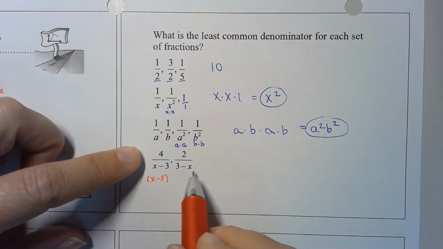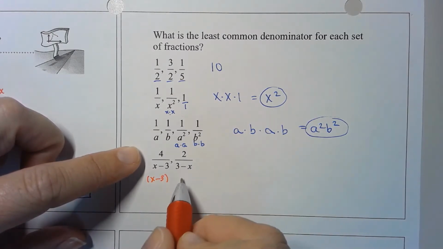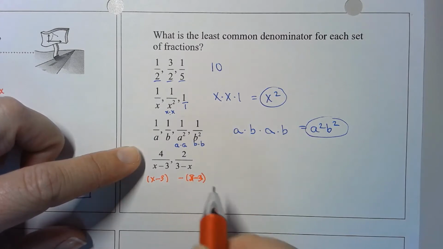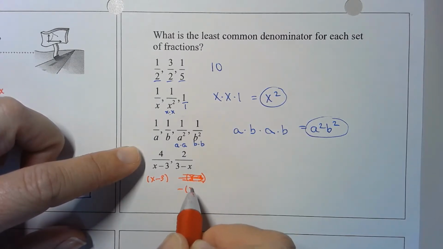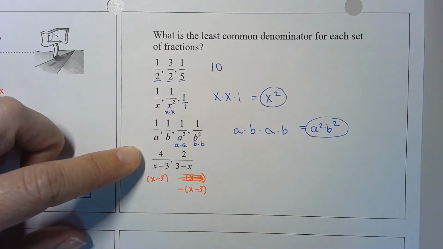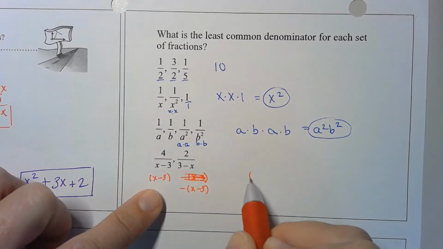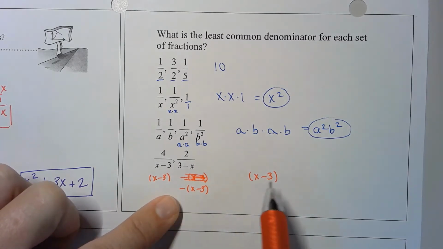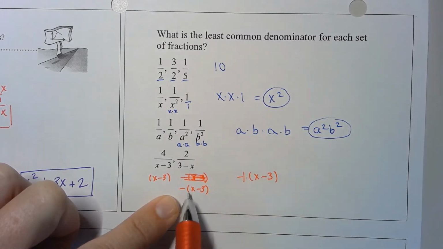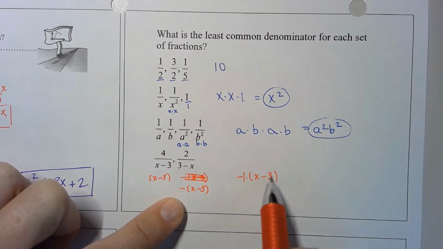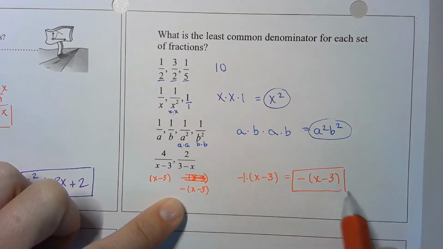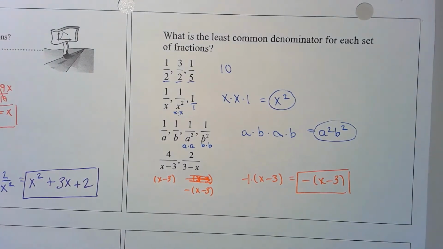Then when I have 3 minus x, well, remember we said those are essentially the same thing. If you factor out a negative, let's just rewrite that. If you factor out a negative, then they will look the same. So I need a factor of x minus 3. This one says I need a negative 1. Well, I don't have that yet, so let's put that on the list. And I need an x minus 3, which I already have. So my common denominator, my LCD, would be negative quantity x minus 3.